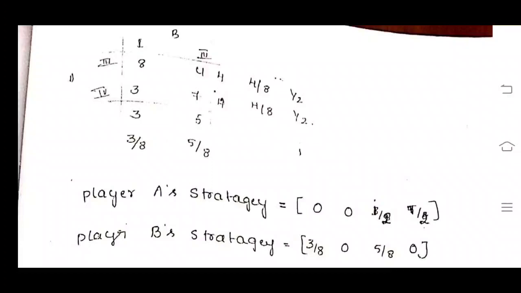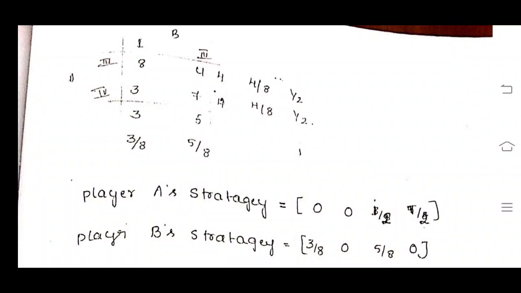Therefore, while writing the A strategy, for whatever rows are deleted, the probability will be written as 0 and 0. Here the first and the second row will be deleted. While writing the A strategy, for the first row the value of the probability is 0, the second row the value of the probability is 0, and for the third row the probability we have calculated is 1 by 2, and for the fourth row of player A the probability we have calculated is 1 by 2. That is, player A's strategy is 0, 0, 1 by 2, 1 by 2.